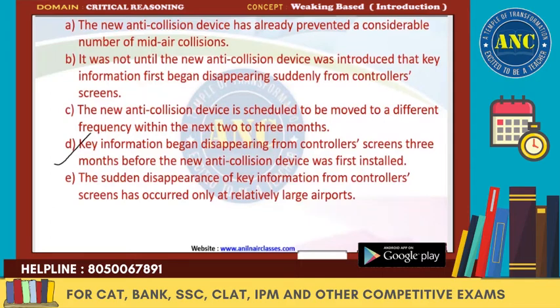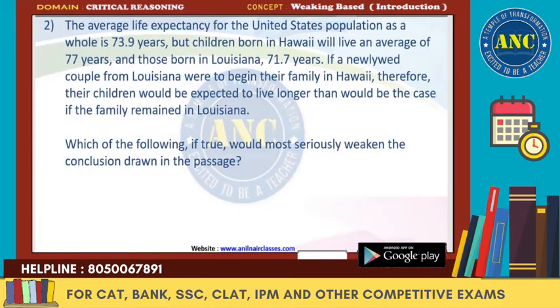Option E. The sudden disappearance of key information from controllers' screens has occurred only at relatively large airports. Now, this answer choice has no impact on the argument, and we cannot make a judgment based on the size of the airport because the argument did not mention airport size or anything directly related to the size of the airport. Hence, not even option E.